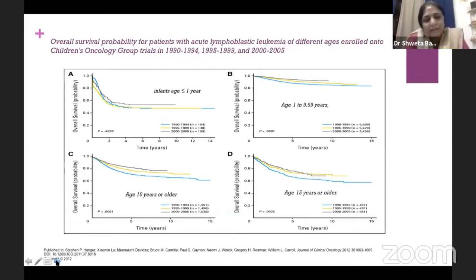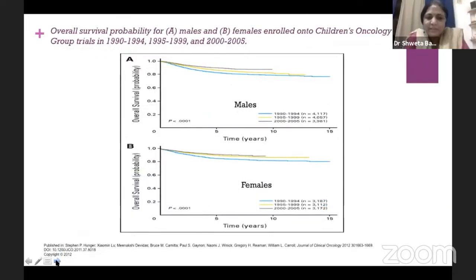Patients who are aged less than 1 year don't do well. They have the worst survival, while patients between 1 and 9.99 years have the best survival, and patients older than 10 years have a survival around 50 to 60%. So this tells us that age is an important criterion. Now coming to gender, males and females. Females do better than males because in males, we know there are sanctuary sites like the testes, and they are always at high risk of relapse, and they are never treated on standard risk but on intermediate risk protocols.